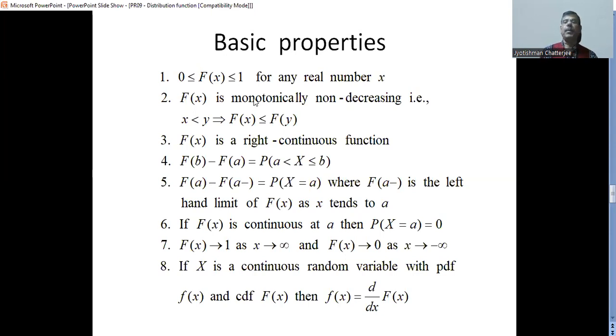Let's talk about some basic properties of distribution functions. First property, F(x) is always between 0 and 1. Why is it so? Because by definition, F(x) equals probability of capital X less than or equal to small x. And because it's a probability, we know that this number must be between 0 and 1, because that's the property of probability. And that property is translating into a property of cumulative distribution functions.